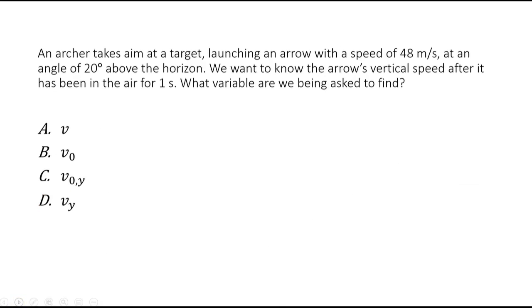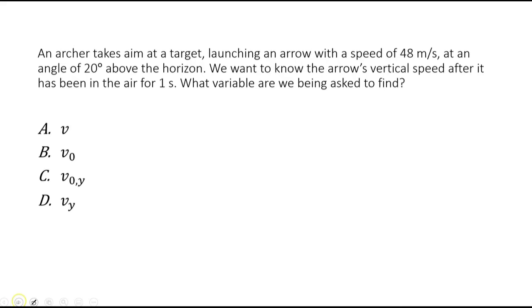All right, so let's do another practice problem here. Again, we have this archer who's aiming at a target and launches an arrow at a speed of 48 meters per second at an angle of 20 degrees above the horizon. And we want to know the arrow's vertical speed after it has been in the air for 1 second. The first thing we want to do is think about, if you were asked just for the arrow's vertical speed after it's been in the air for 1 second, what variable does that correspond to in terms of those equations of motion with constant acceleration?